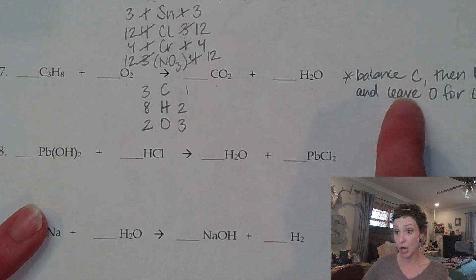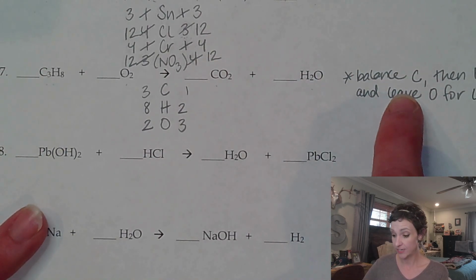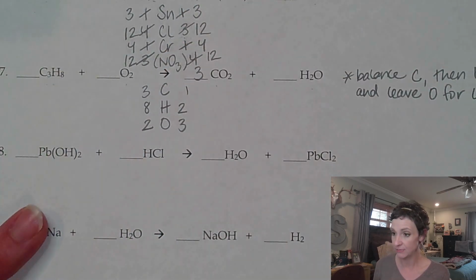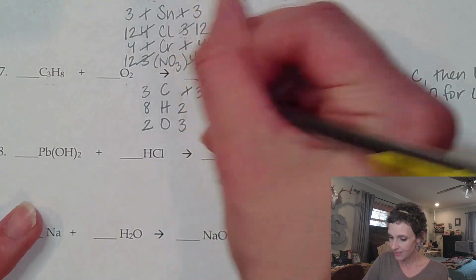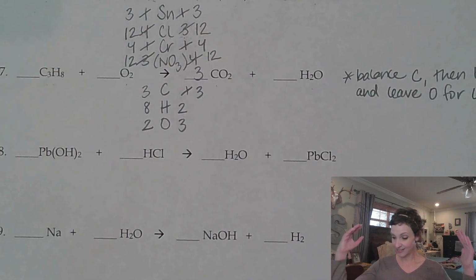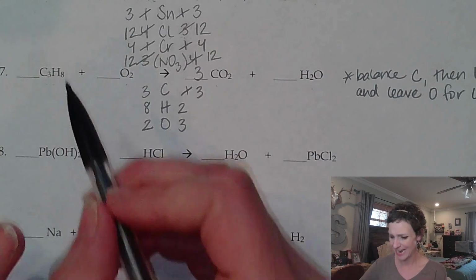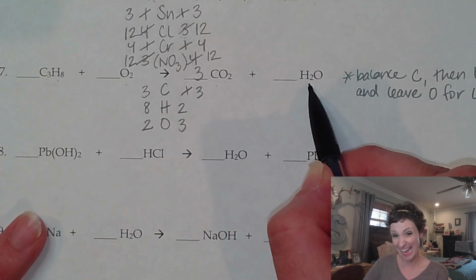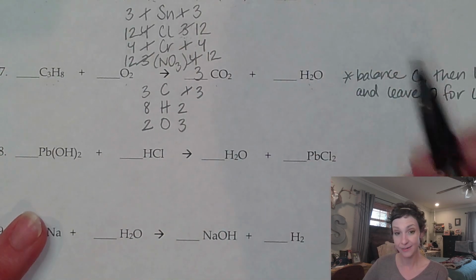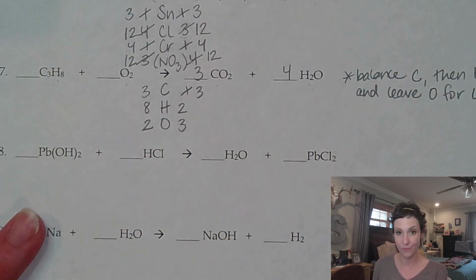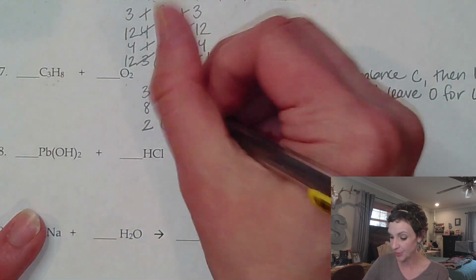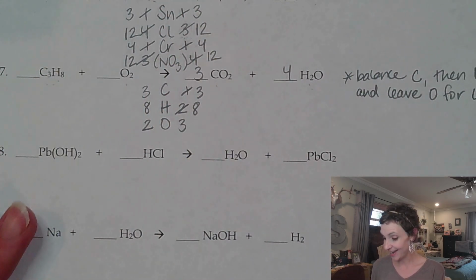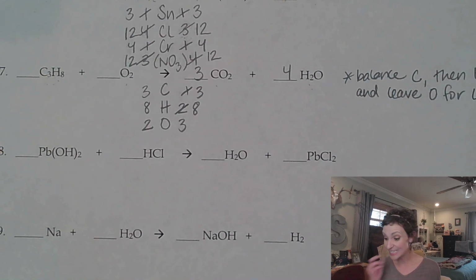Okay, balance carbon first. Balance carbon first. I got 3 over here, so guess what? I'm going to put a 3 in front of CO2 to give me 3. Going down the list, balance hydrogen next. I have 8 here. How can I get 8 over on the product side? By putting a 4 in front of water, because that will mean 4 times 2 gives you the 8 that you want. We're feeling good. And now the only thing I have left to balance is my oxygens.